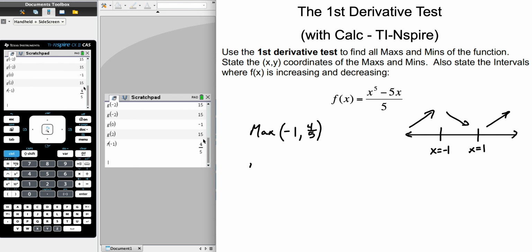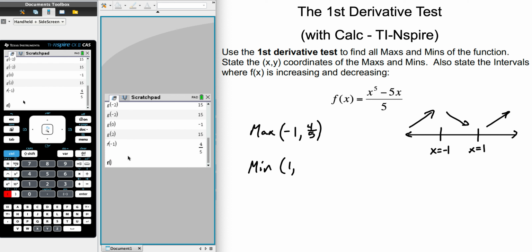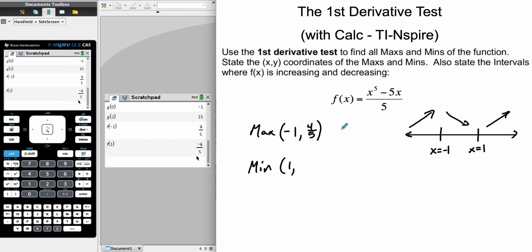But let's just make sure, and we'll input that point of +1. So here I'm going to have a minimum, but let's see what we get in our calculator when we input f of 1. So we get -4/5, so that's obviously a minimum. So put that in, we get -4/5, so now we have our maxes and mins, and the only part left is to state the intervals of increasing and decreasing.